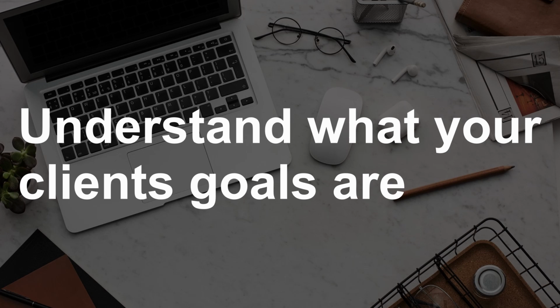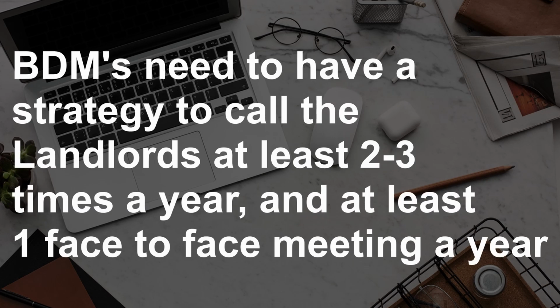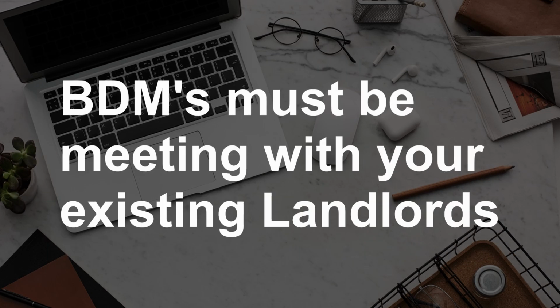So here's the next thing as well. When was the last time you sat with your landlords? And if you've got BDMs, I don't know how many there are in the room, BDMs should have a budget to be able to take their landlords out. The BDM should have a budget and a strategy. There should be at least maybe 2 or 3 calls a year and at least 1 meeting a year. BDMs must be meeting with your existing landlords, must be.